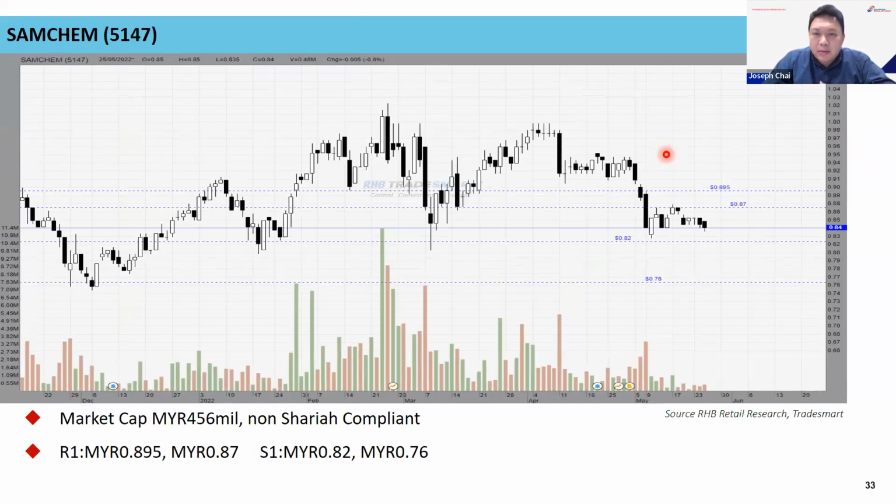Same thing here, SamCam, right? You can see that SamCam is also coming down, a black candle with high volume. So I mark out my R1, R2, R3, right? 87, 82, and the highest high is about 895. So you look at SamCam right now, the R3 is 895. So if you break 895, okay, I'll go in.